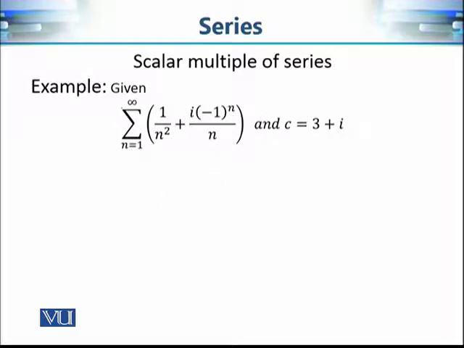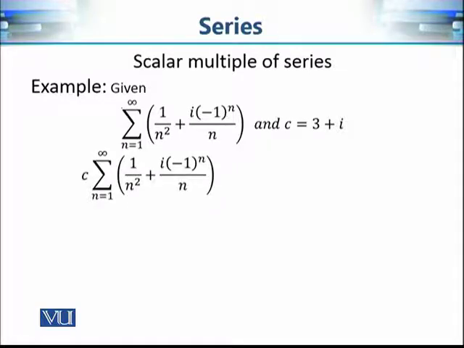So let's see some examples. Once again, we need to consider a convergent series, 1 over n square plus iota, minus 1 raised to power n over n, and the complex number that we consider is 3 plus iota. Now we want to multiply this complex number with this series. Now let's see how to do that.